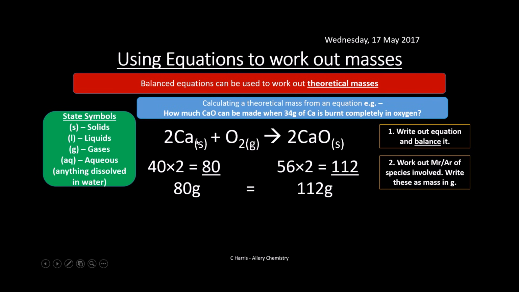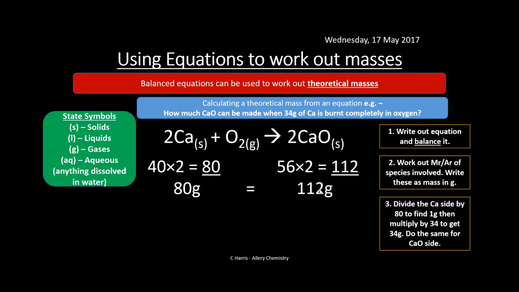Now you can see here, calcium is 40 if you look in the periodic table, but we've got 2 of them, so we times it by 2, we get 80, so 80 grams. And then calcium oxide is 56 times 2, which is 112, and that is 112 grams. Okay, so we've got 80 grams forms 112 grams.